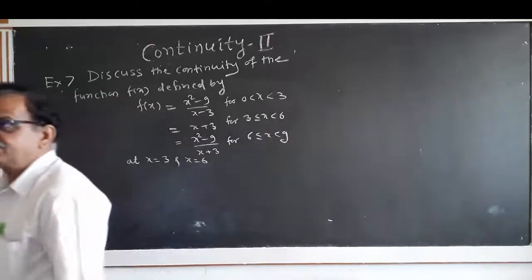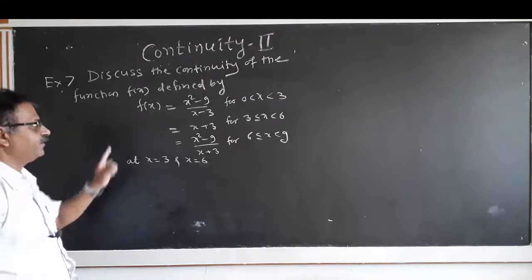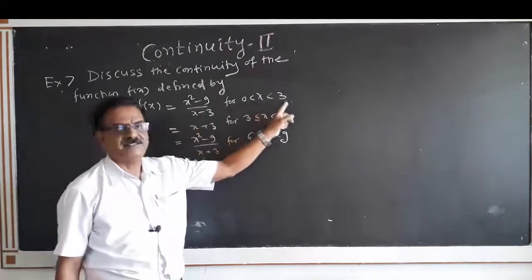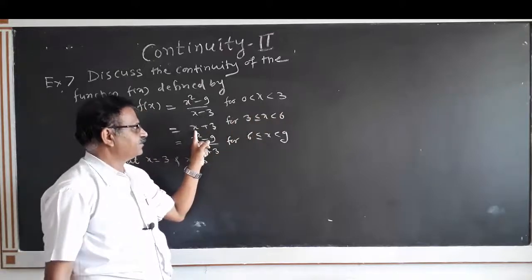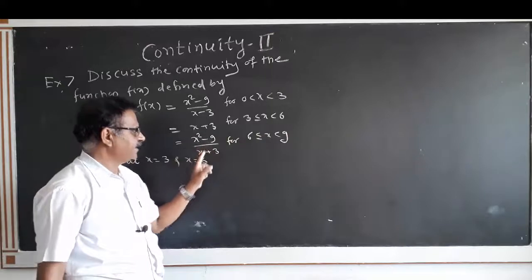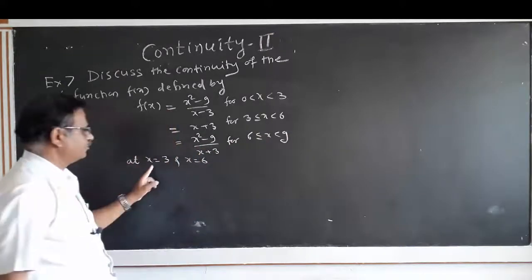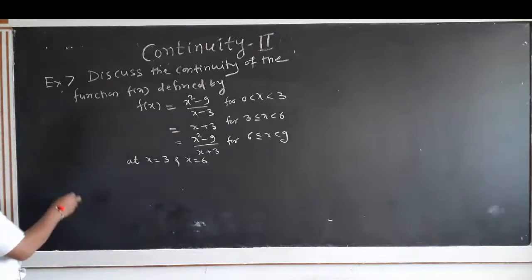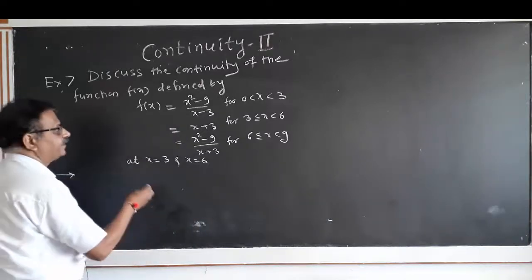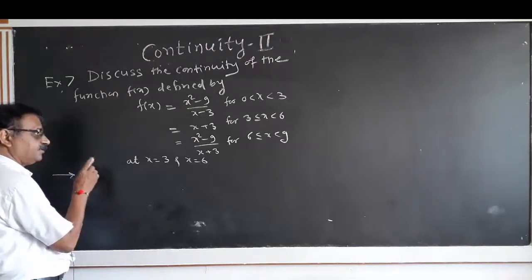Our seventh problem is: discuss the continuity of the function f(x) defined by f(x) equals x square minus 9 divided by x minus 3 for 0 less than x less than 3, equals x plus 3 for 3 less than or equal to x less than 6, equals x square minus 9 divided by x plus 3 for 6 less than or equal to x less than 9, at x equal to 3 and x equal to 6. We have to discuss the continuity at x equal to 3 and x equal to 6.